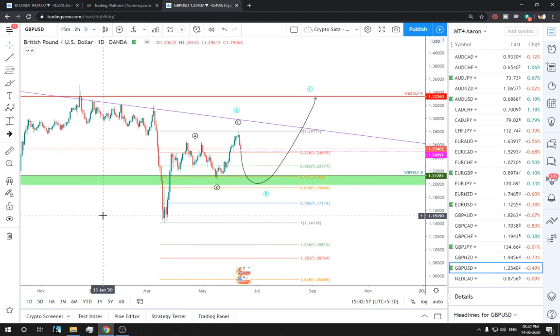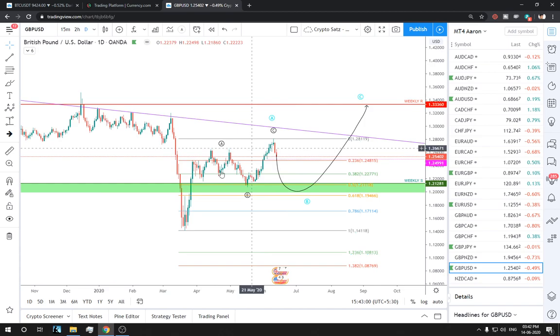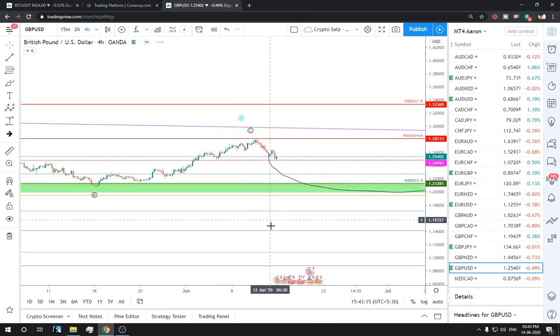So you can just measure the fibs and long around this area with stop loss below 0.786 or 1:1, and move for these targets. So that's it for GBPUSD. Let's have a look at a smaller time frame.